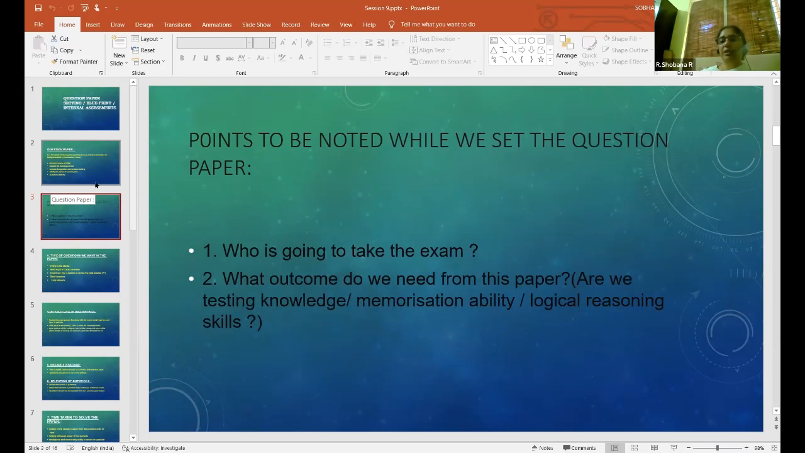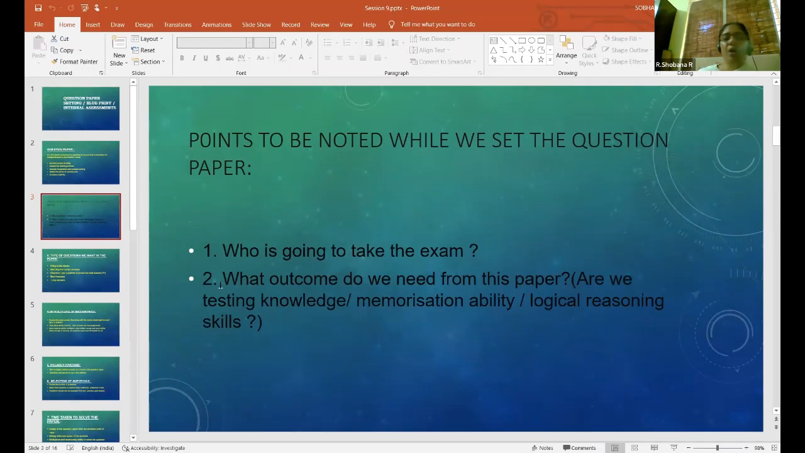So the students who are going to take the exam or face the question paper are to be considered when we are setting the question paper. We can't make a question paper for class 1 fully with numbers, isn't it? That is going to make a big difference when we consider what type of question paper we are going to set.